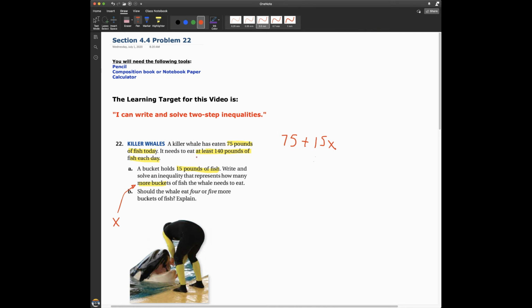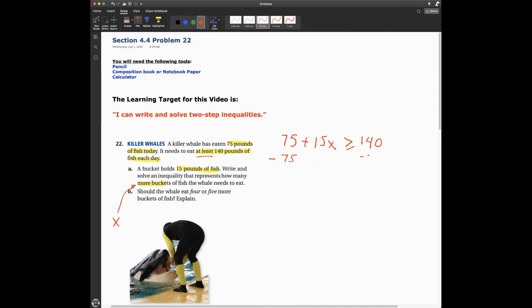The whale needs to eat at least 140 pounds of fish. Could it eat more than 140 pounds? It could. Could it eat exactly 140 pounds? It could. So here is my inequality: 75 pounds of fish plus 15 pounds of fish times the number of buckets has to be greater than or equal to the amount of fish the whale needs each day. And we can go ahead and solve this for x.